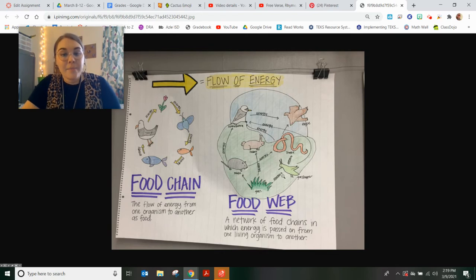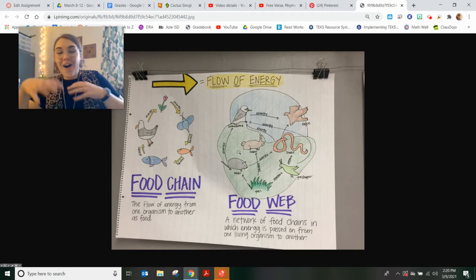In the food web, it's a network of food chains in which energy is passed from one living organism to another. So all of these animals first start getting their energy from the grass. The grasshopper eats it, and the rabbit eats it, and the mouse eats it. But then we have this grasshopper, and the grasshopper gets eaten by this kookaburra way up here. But then there's this snake in the same place, and it gets eaten also by the kookaburra and the eagle. And then we have the bunny, and the bunny gets eaten by the snake. And then we have a mouse. The mouse gets eaten by the kookaburra.